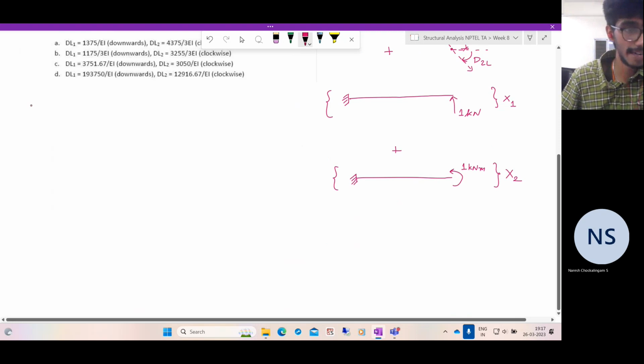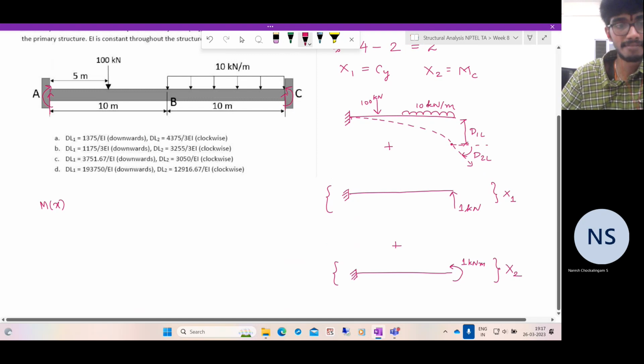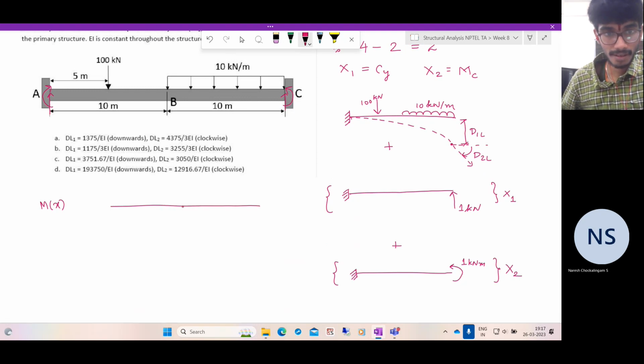Now, what is the bending moment diagram for this capital M of X? Very simple. It's a cantilever beam. So first consider the segment BC. In BC, there is no reaction in the primary structure because you have released it. So what you have is a quadratic variation of the bending moment. And beyond that, what do you have? Beyond that, you have a constant shear force in the beam. So it is straight.